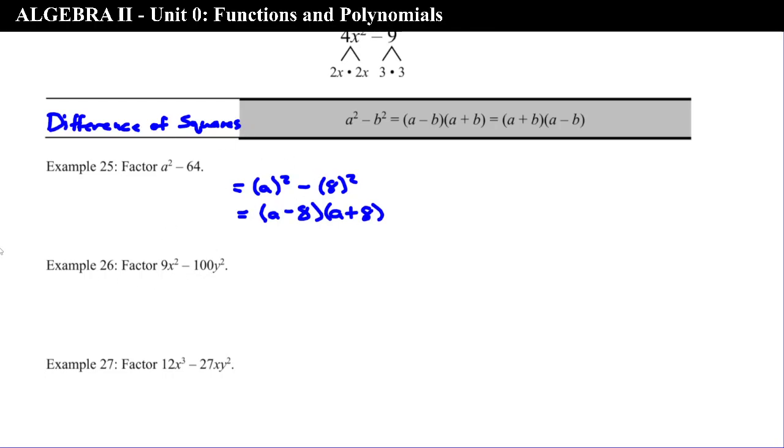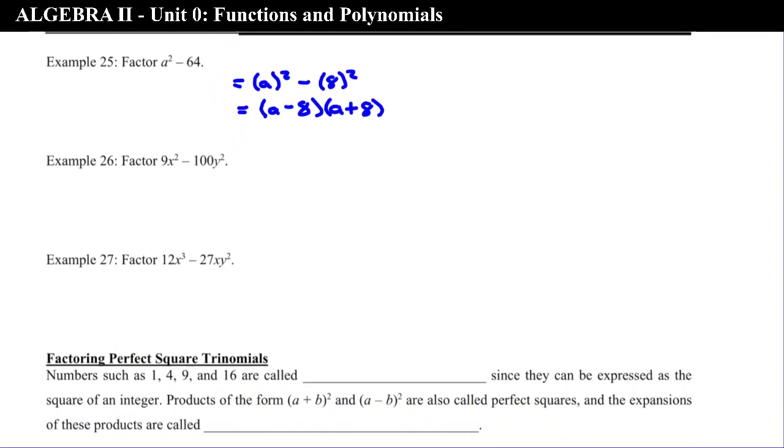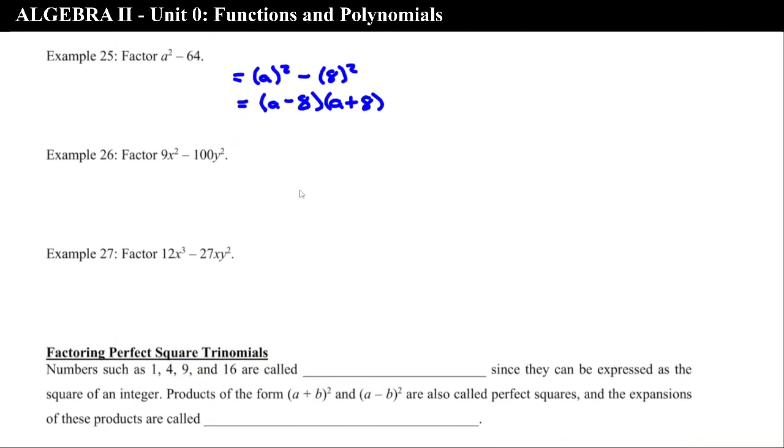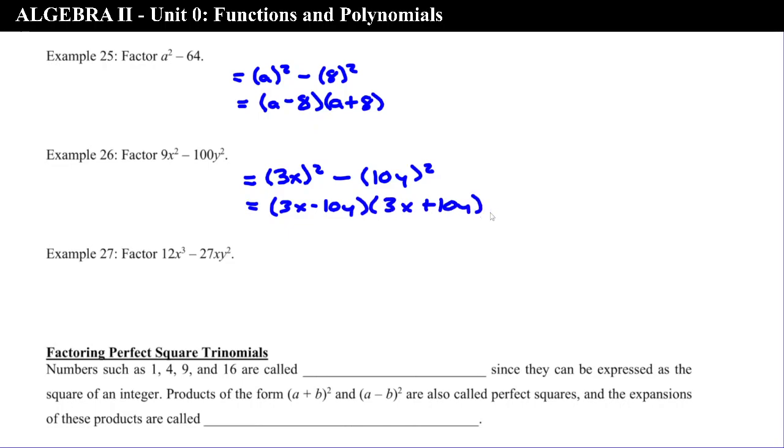All right, let's look at the second example here, example 26. Let's factor 9x squared minus 100y squared. Well, we do have a difference of squares again, because 9x squared is 3x quantity squared, and 100y squared is just 10y quantity squared. So therefore we can just write this as 3x minus 10y times 3x plus 10y. And that's it. That's your answer.